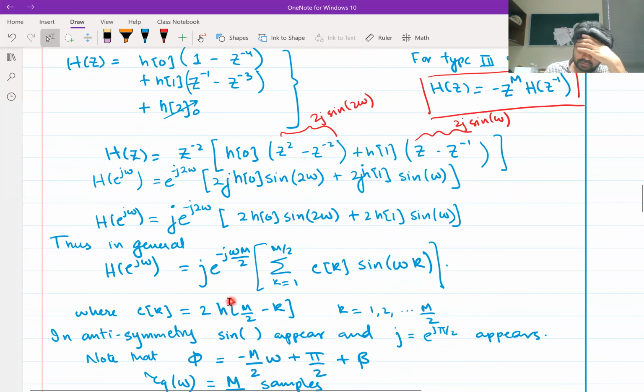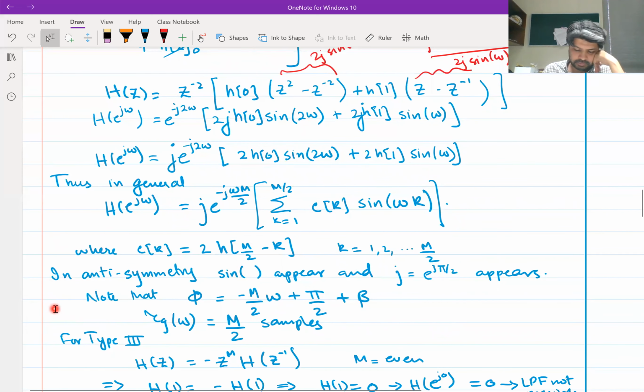And hence in general you can write it as j times e to the power minus j omega m by 2 summation k equals 1 to m by 2 ck sine of omega k, where ck is written as 2 times h of m by 2 minus k. So this ck is very similar to your ak in type 1. ठीक है? And then you can plug in m is equal to 4 to verify कि ये चीज आती है कि नहीं आती. ठीक है? I hope you would be able to verify. सही है? Yes, sir.